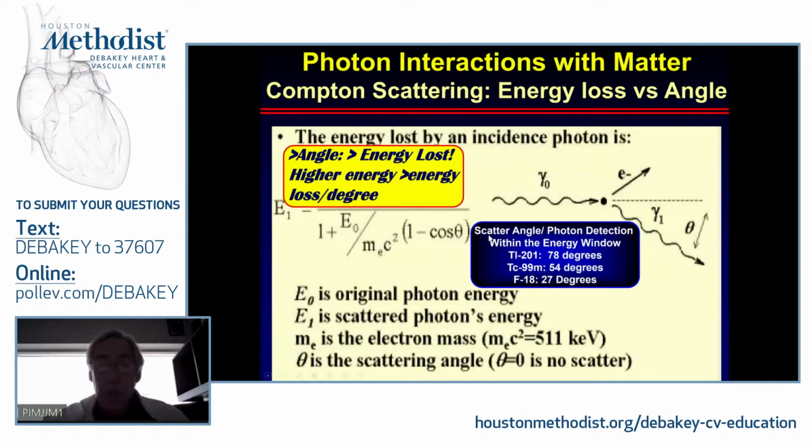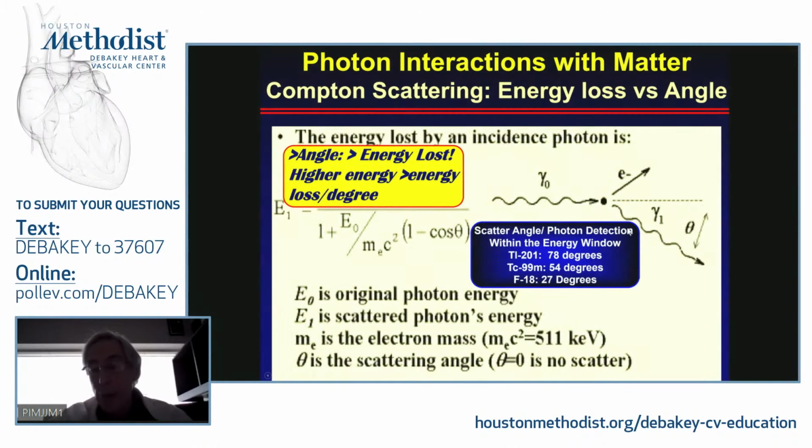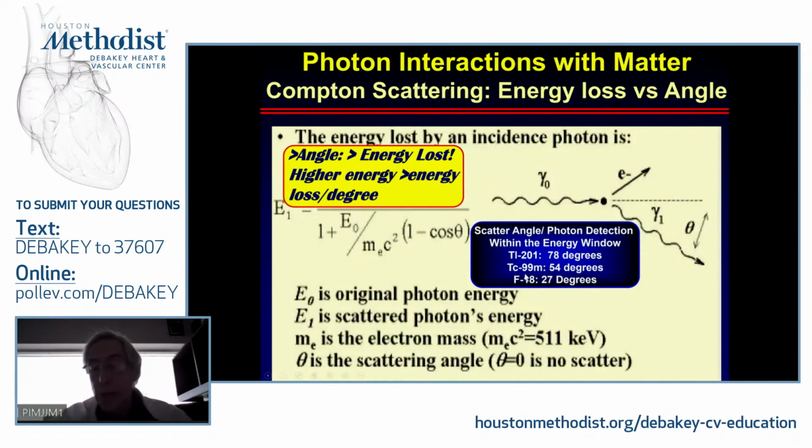So if you look at the scatter angle in terms of detecting photons on a gamma camera within a certain energy window, and we usually use a 20% window, you can have a deflection of 78 degrees from the initial path with thallium and still be detected. With technetium, it goes down to 54 degrees, which is actually much better, because you're collecting photons that are pretty much in the same path as the original photon. And with F18, for instance, a positron emitter, it's 27 degrees because of its much higher energy.